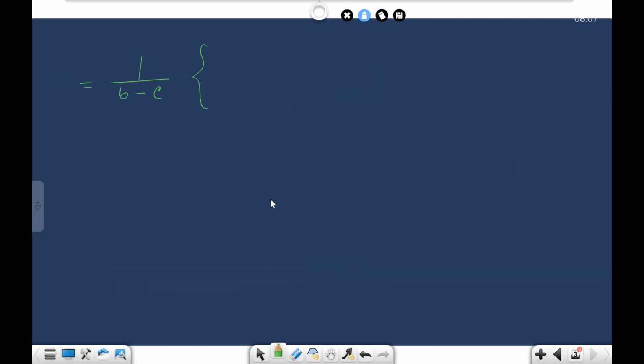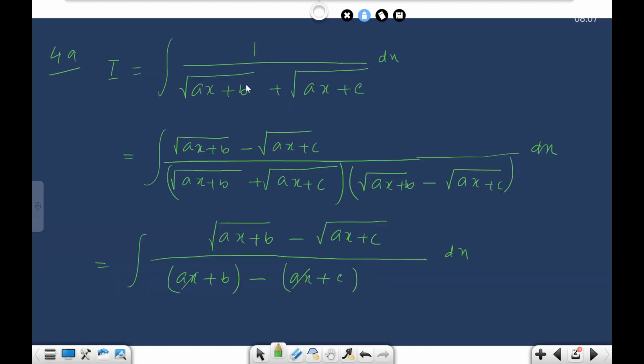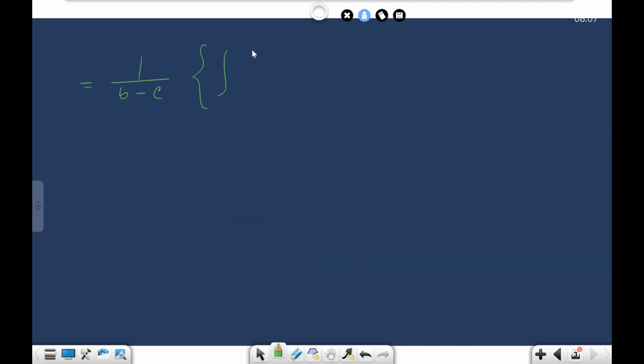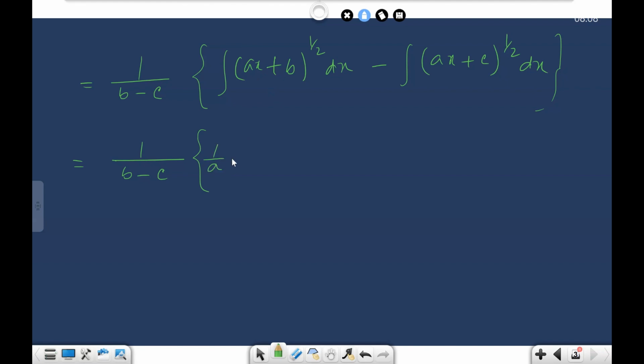So I am taking integration of, the first one is ax plus b. So it is now ax plus b whole to the power half, because square root is actually whole to the power half, then minus integration of the second term, ax plus c, and this is also whole power half, dx is already there, and closing the bracket, is equal to 1 by b minus c. And in the process of integration, if you have some coefficient with x, then always give 1 by that coefficient.